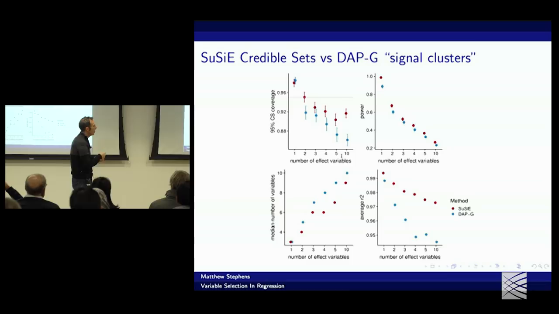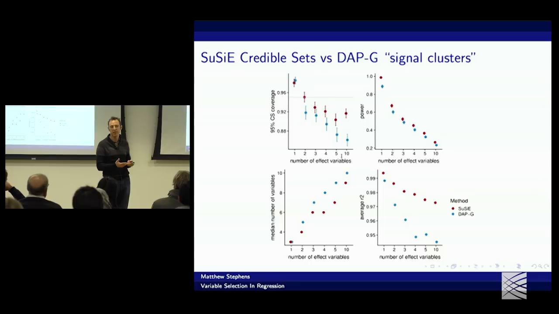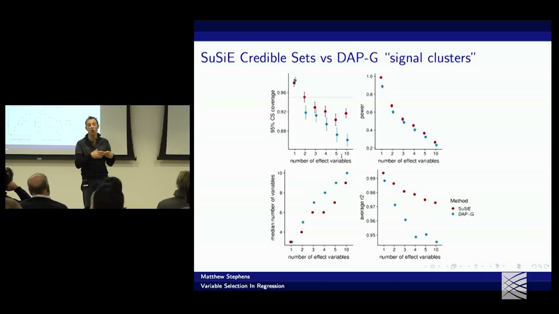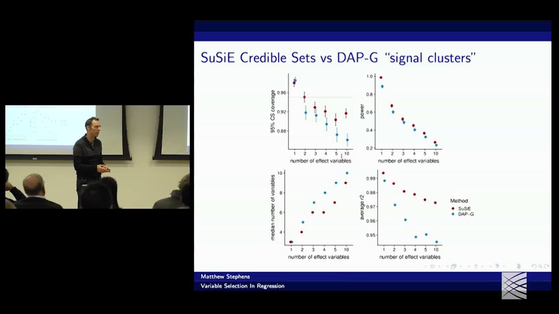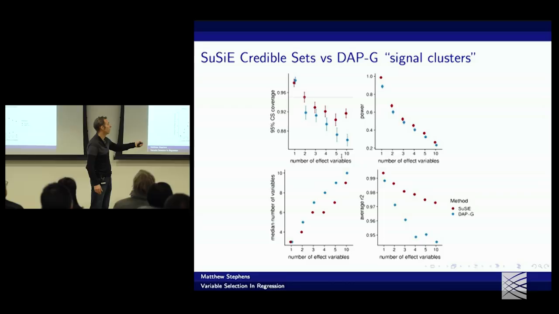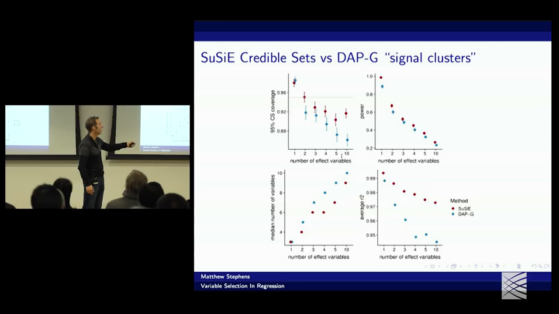And I asked the question: of these sets that I'm giving you that I say have 95% probability, which is a probability computed under my modeling assumptions and according to the approximation we're making, what proportion actually contain a causal SNP? That's called coverage, and that's what this is plotting. We're stratifying by the number of effect variables here, 1, 2, 3, 4, 5, and we also did some simulations with 10 effect variables. The red dots are SuSiE, and the blue ones are DAP, because it also gives you some sets. And this line is 95%.